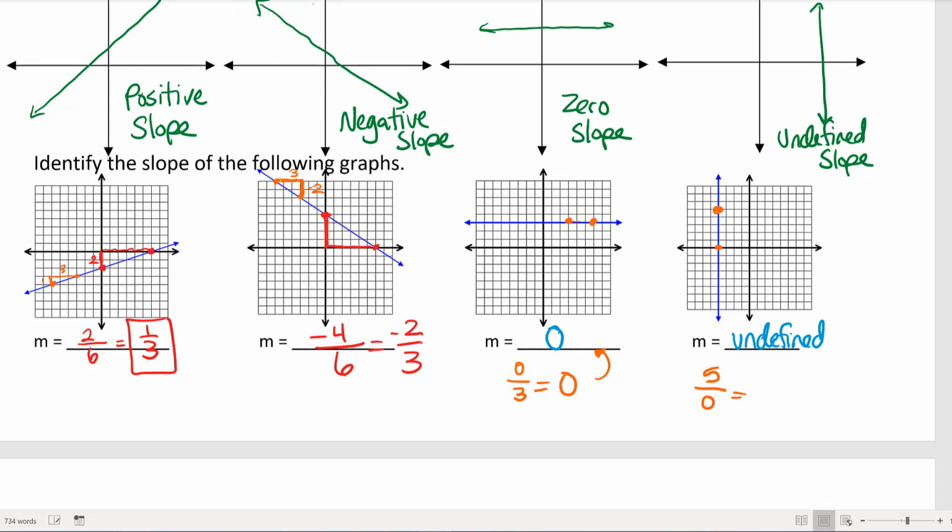Well, if you take 5 divided by 0 in your calculator, you're getting an error because 5 things can't be divided into 0 groups. Think about it, if you have 5 pieces of candy, how are you going to take those 5 pieces of candy and divide them into 0 groups? Well, you can't. Even if you eat them, that's one group in your stomach. So 5 divided by 0 is undefined by definition, so therefore the slope is also undefined.